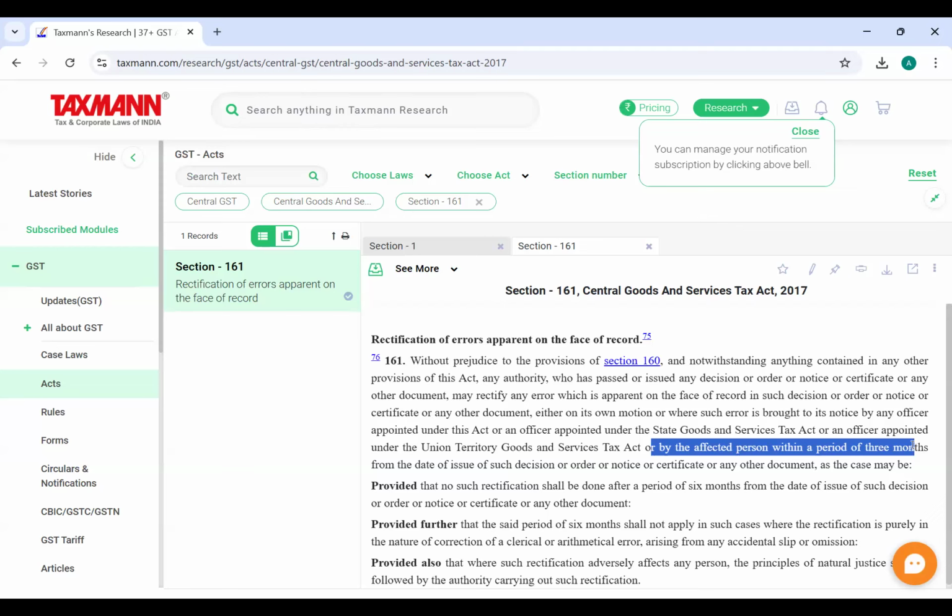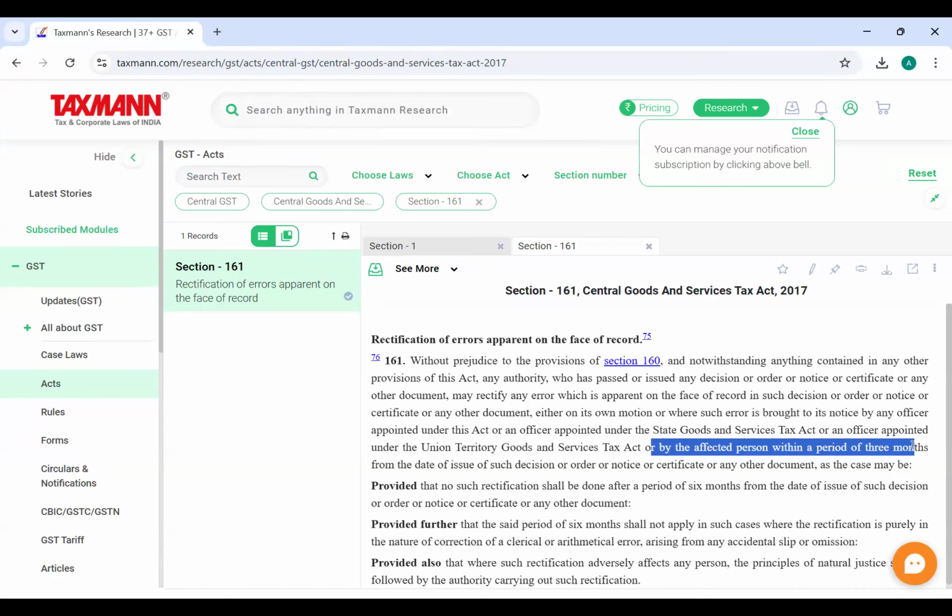The officer has to do it on his own motion. Vivekji, the officer would be forced to do it on his own motion if they are issuing it completely under section 73. However, if they have issued under section 74, then there might be an issue.